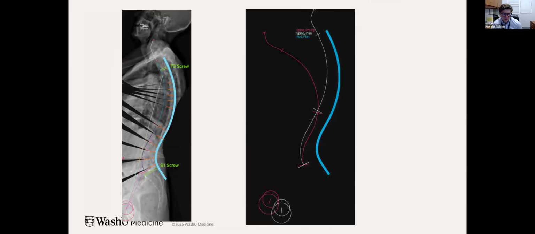We did plan this out, and you can see the plan here. I was prepared to do a myriad of maneuvers, including even 3-column osteotomies, but actually just doing some posterior column osteotomies at the apex of the deformity, and then using the sequential reduction capabilities of a posted system.